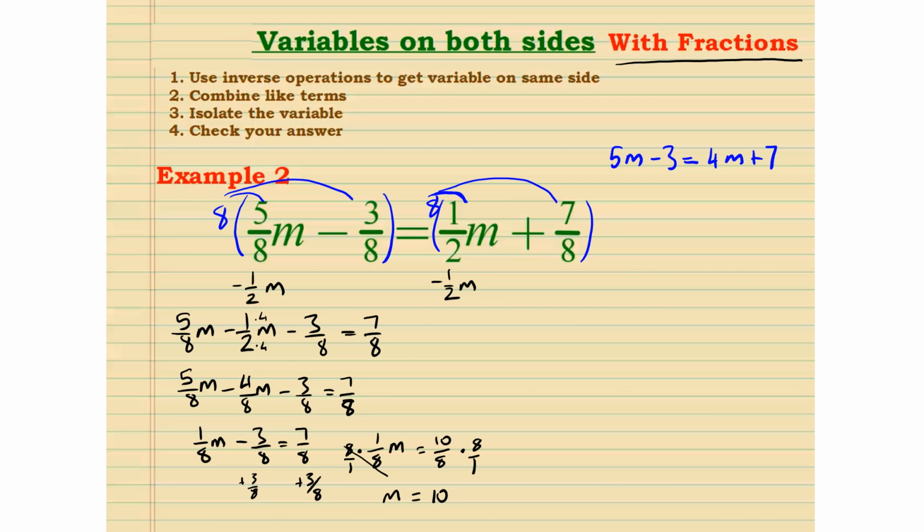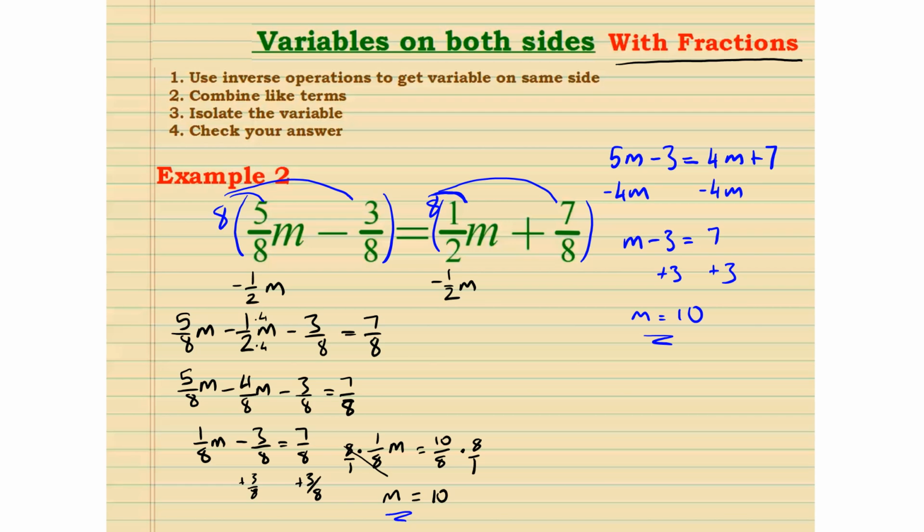Now this looks much simpler. We can isolate the variable by subtracting 4m from each side. m minus 3 is equal to 7. We will add 3 to each side. m is equal to 10. We found the same answer.